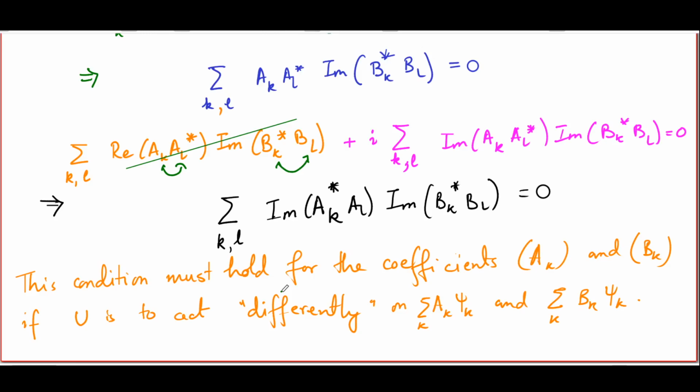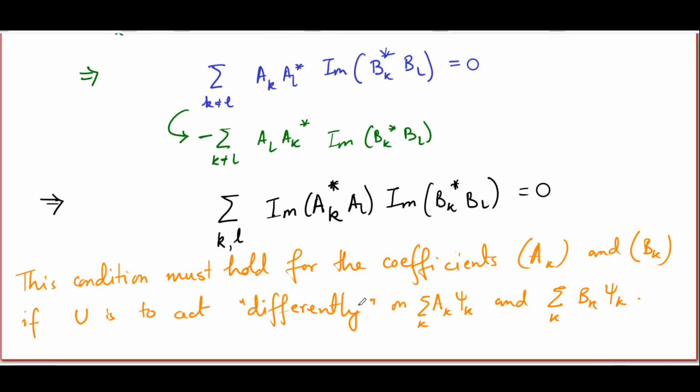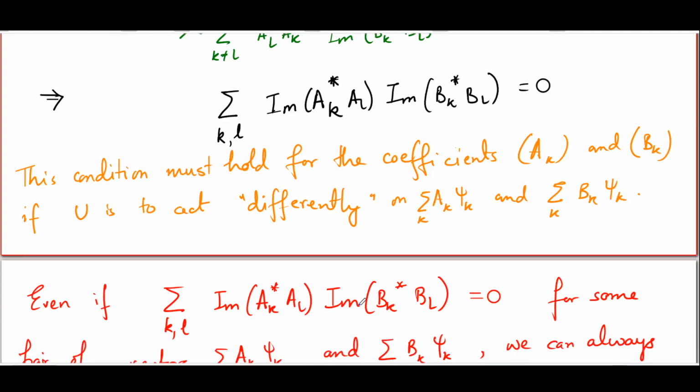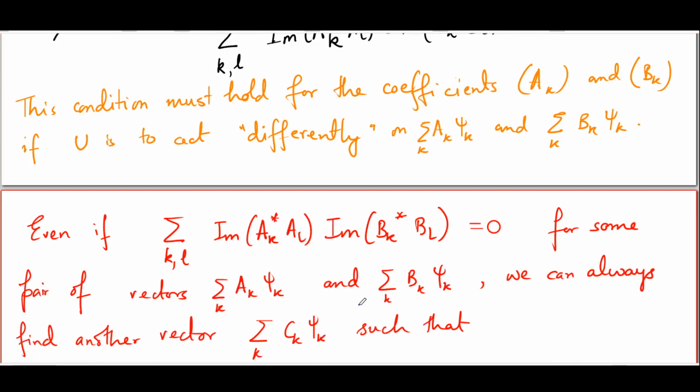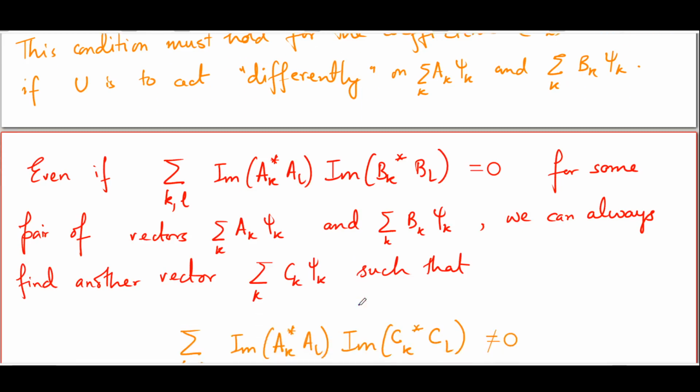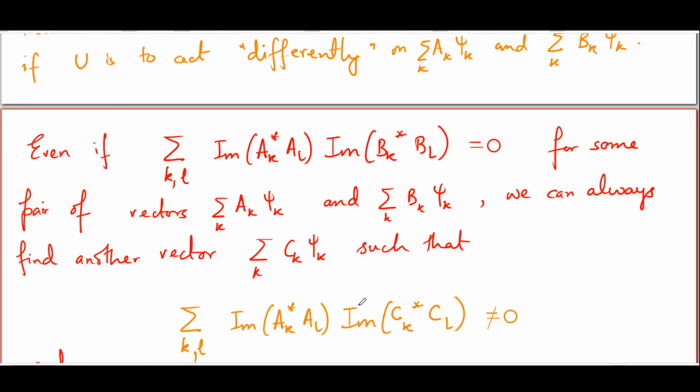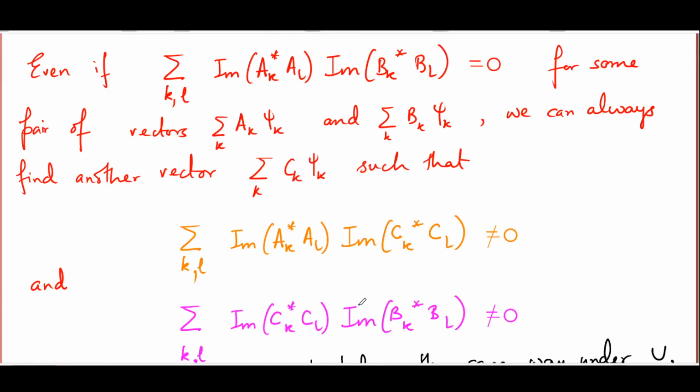And for this, what we have to do is to introduce a third wave function, sum over k of ck psi k. The coefficients ck for this new wave function must be chosen in such a way that our condition for unequal behavior under U of the two wave functions involved is not satisfied either by the A's and C's or by the C's and B's. That is, while the sum of the imaginary part of AK star AL times the imaginary part of BK star BL vanishes for A's and B's, the corresponding sum for A's and C's does not vanish, neither does the corresponding sum for C's and B's. Remember, the vanishing of this particular sum is essential to ensure that the two wave functions behave differently under U.